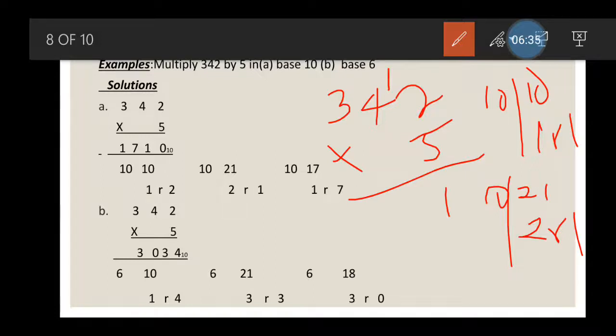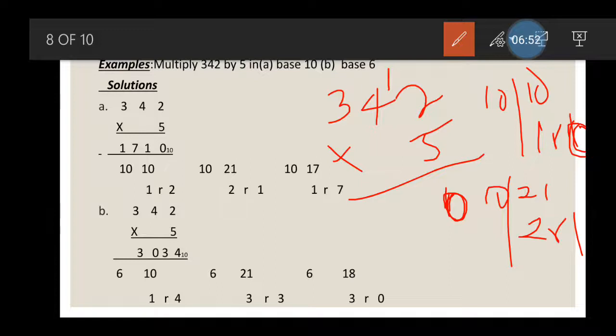5 times 2 is 10. 10, okay, here is 0, sorry. Remainder 0. There's no 10 in 10. Here is supposed to be 0. Sorry for that. Okay, 5 in 10 is 1, remainder 0. So this one comes here as 1.